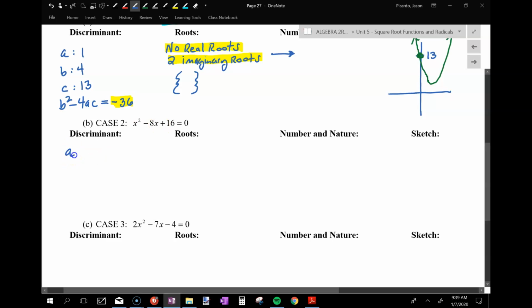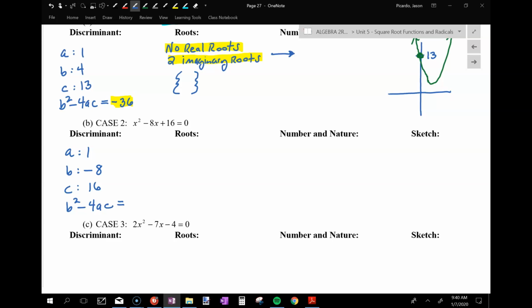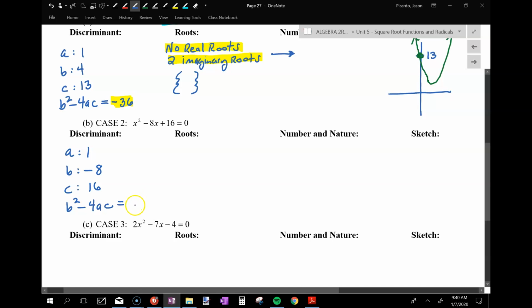I need a positive number and a 0. All right, so in case 2, A is 1, B is -8, C is 16. B squared minus 4AC is? What'd you get? What'd you get? You got 0, right?